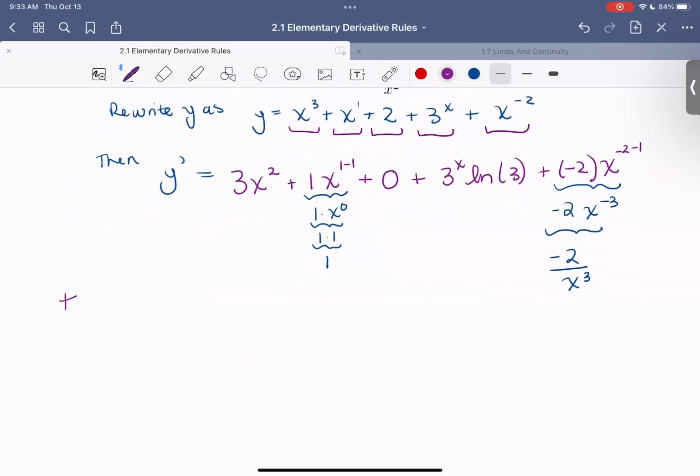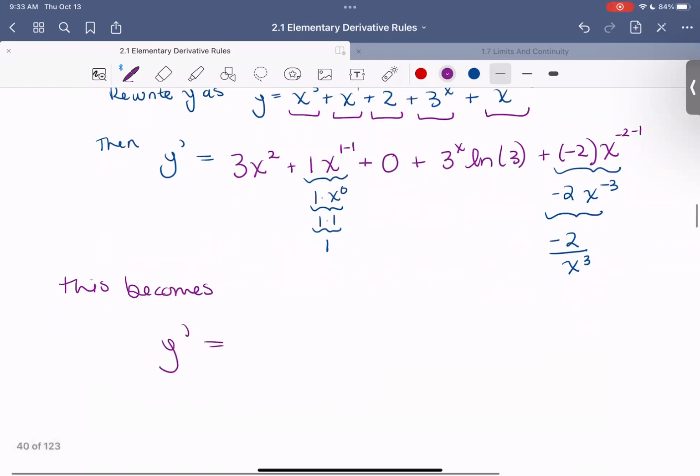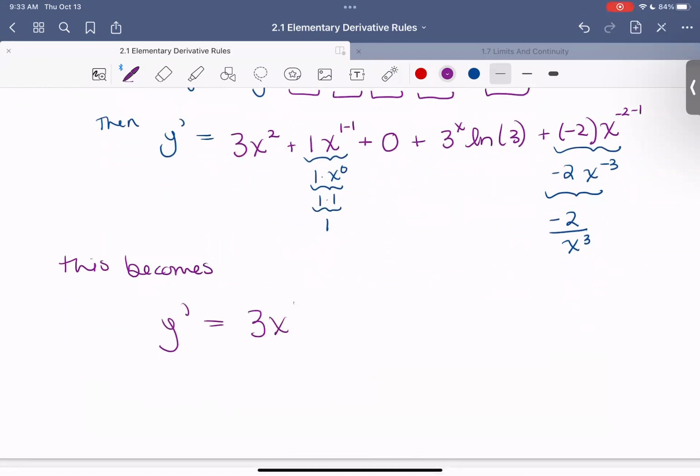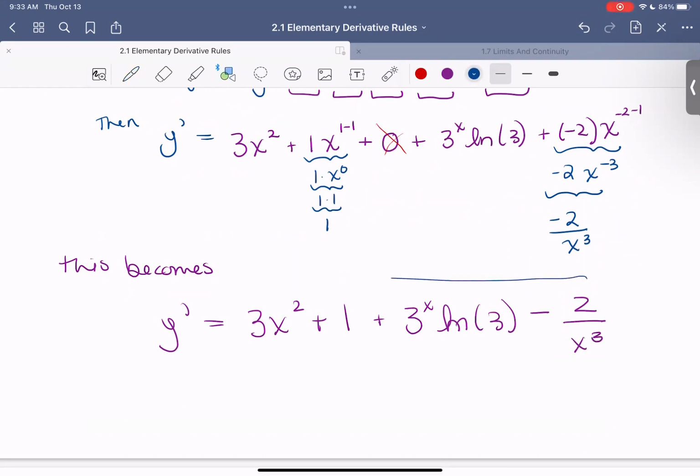So after we've cleaned it up, y prime is equal to 3x squared plus 1, the 0 we don't need to rewrite, plus 3 to the x times ln of 3 minus 2 over x cubed. So this would be our final answer.